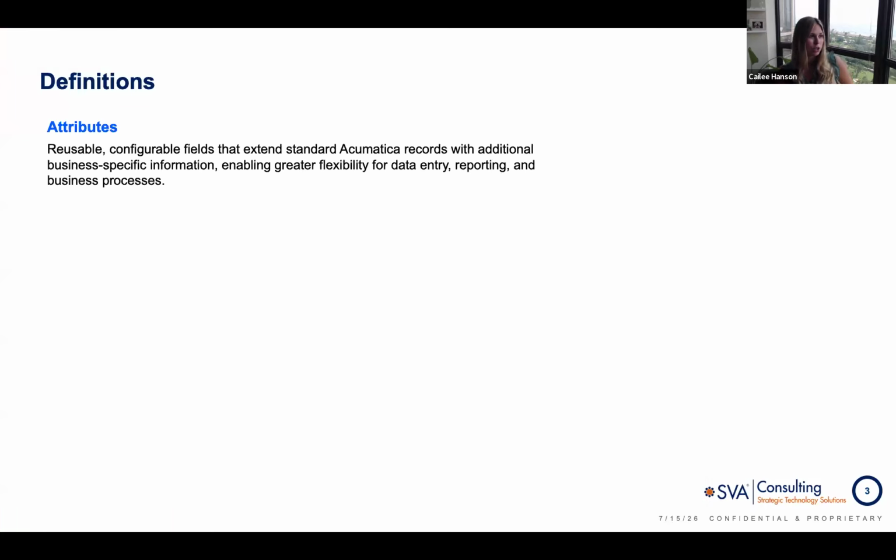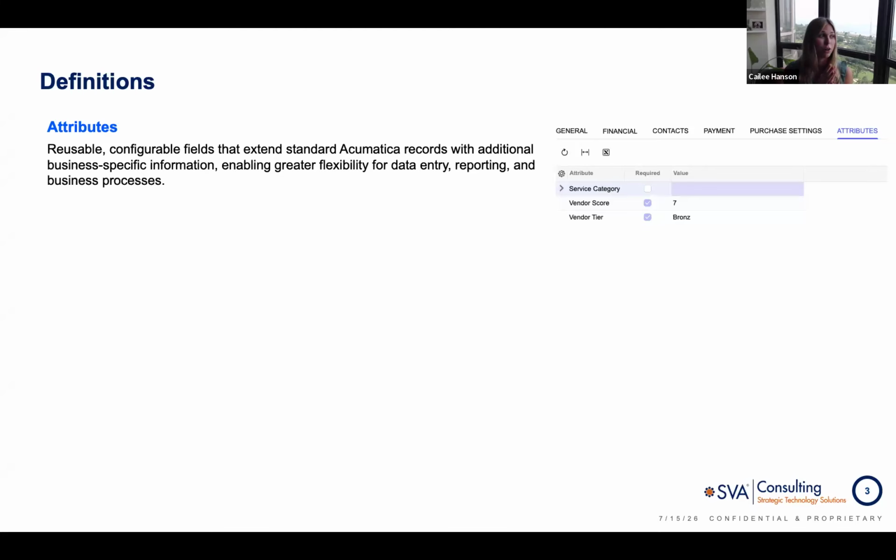All right, so just getting into some of the definitions here, the first thing we'll talk through is the concept of attributes. This is probably an area that a lot of you are using today, and if you're not, we'll start to leverage it further. But essentially, they're configurable, reusable fields that can extend the Acumatica records, such as customers, vendors, transactions, all of those types of things, with additional information.